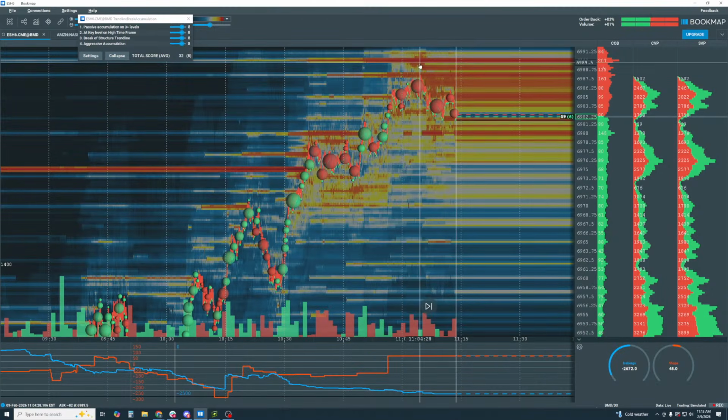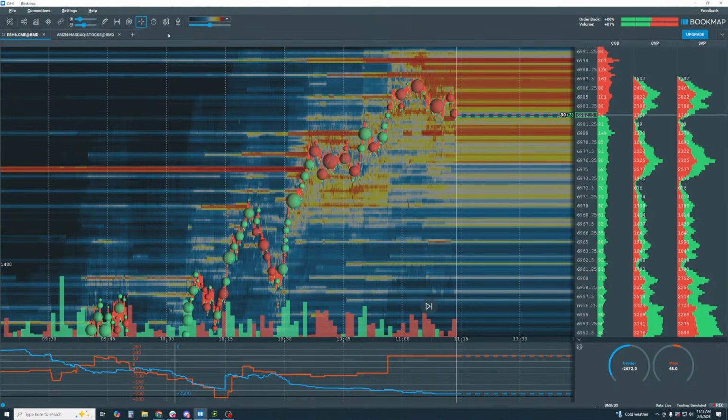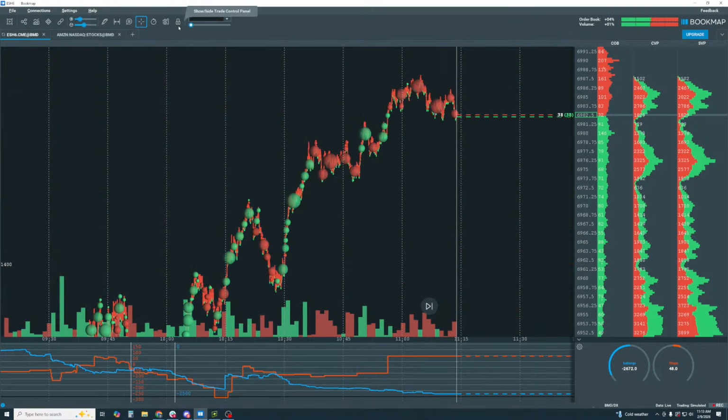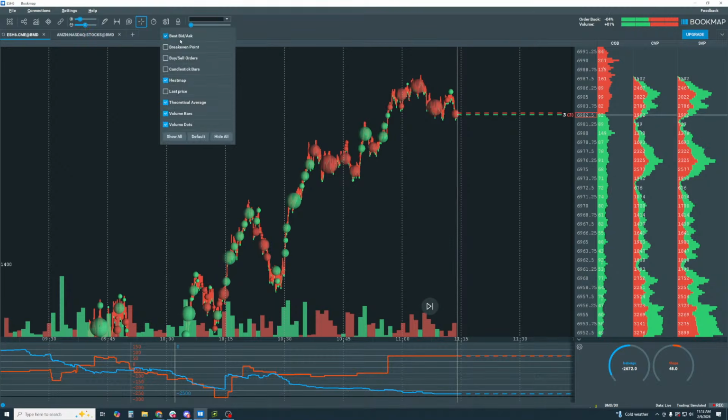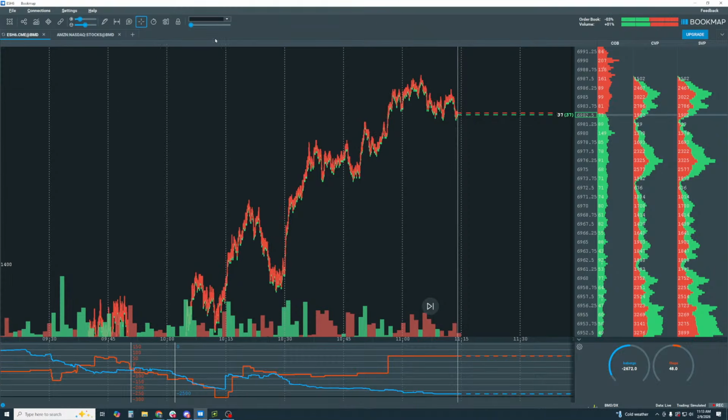Well, let's take a look at the structure. And I think the easiest way here for structure is to take off the heat map and take off the volume dots. Actually, let's just go up here, take the heat map off and the volume dots off. Okay.